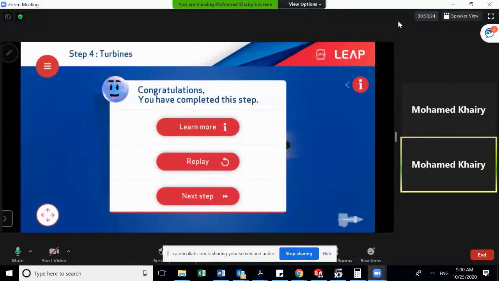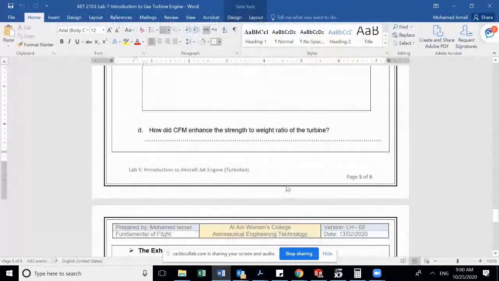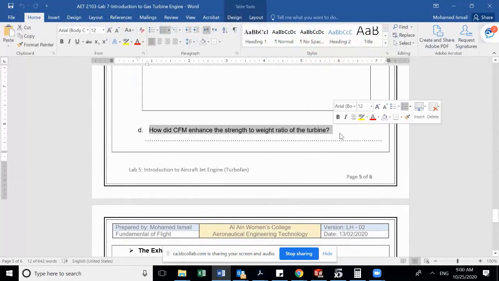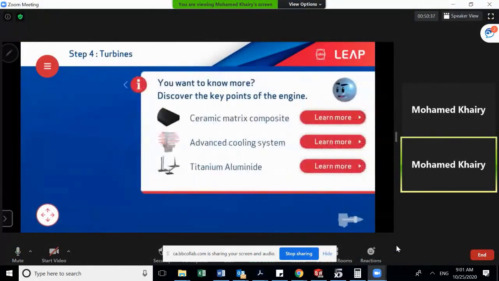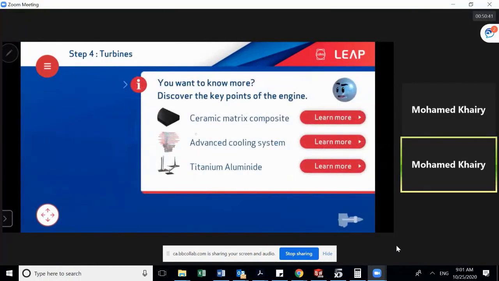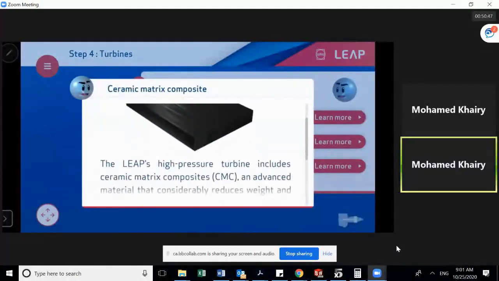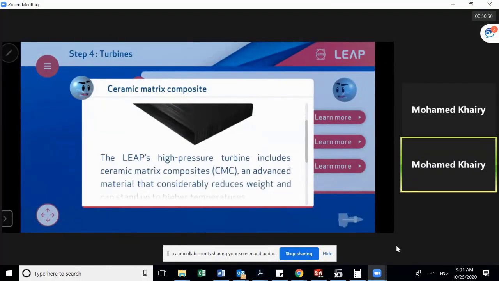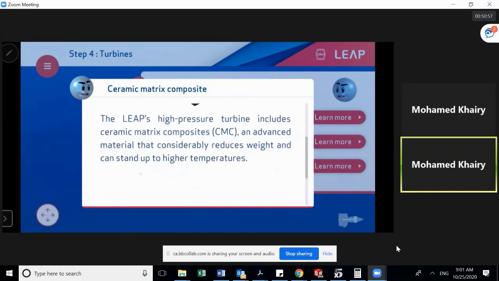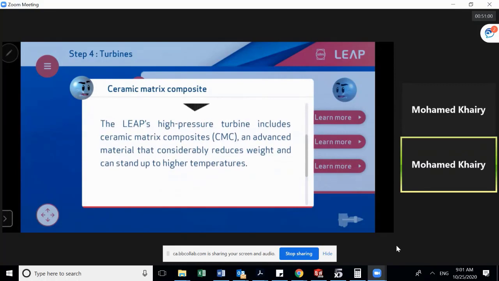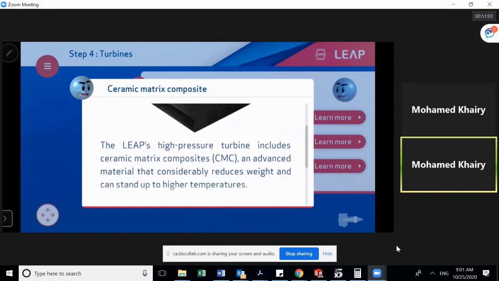Okay, I think we have answered the questions. What do we have here? And then there is a question here: how did CFM enhance the strength to weight ratio of the turbine? You can see, if we want to learn more, we'll see the ceramic matrix composite. If we go here, the Leap's high pressure turbine includes ceramic matrix composite, which is CMC, an advanced material that considerably reduces weight and can stand up to high temperatures. Okay, so this kind of material reduces the weight and increases the ability of the material to withstand the high temperature.